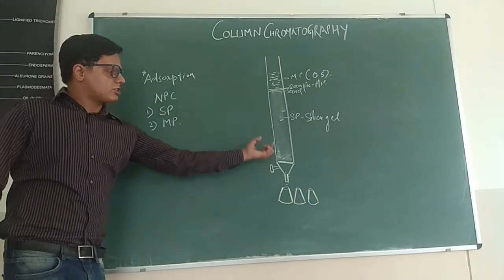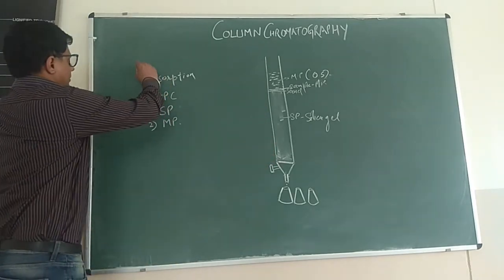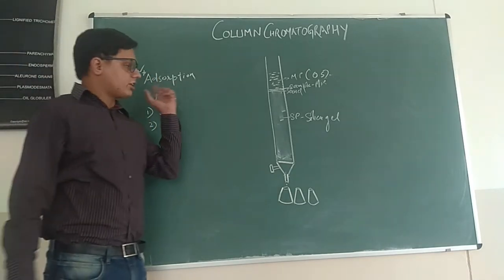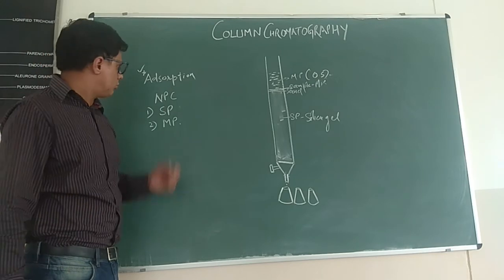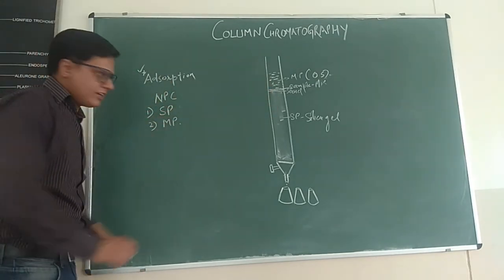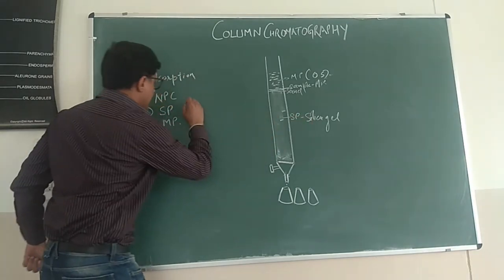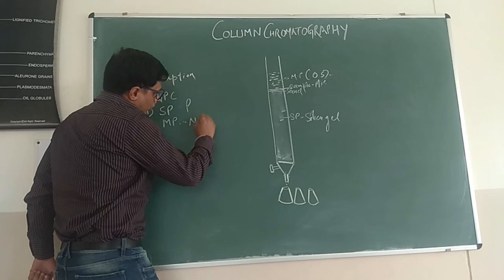The basic principle in normal column chromatography is adsorption, and I hope you have covered this part, the surface phenomenon, that is adsorption. In column chromatography, we use a stationary phase and a mobile phase. The stationary phase, silica gel, is polar in nature, whereas the mobile phase is non-polar, that is, an organic solvent.